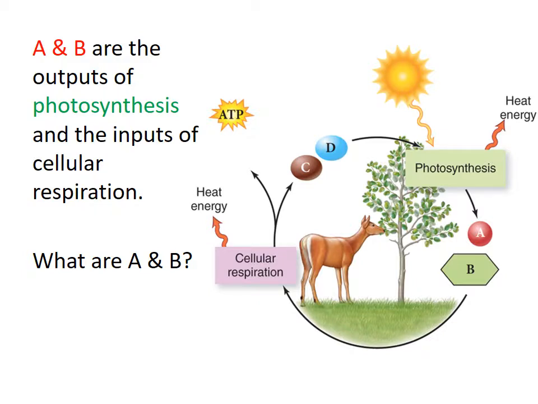Cellular respiration and photosynthesis, as I mentioned, are part of the carbon cycle. Pictured here, A and B are the outputs of photosynthesis and the inputs of cellular respiration. So I challenge you now to identify what A and B are. Feel free to pause the video and go back to see if you missed anything.